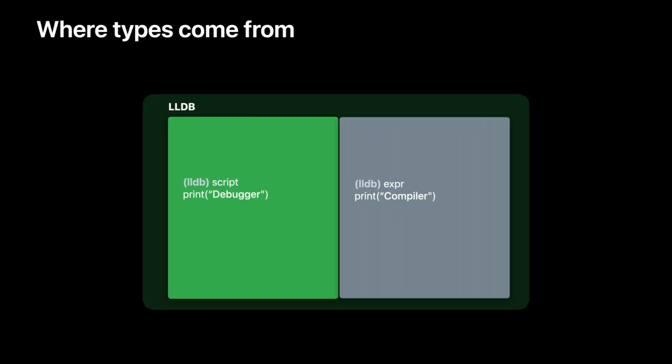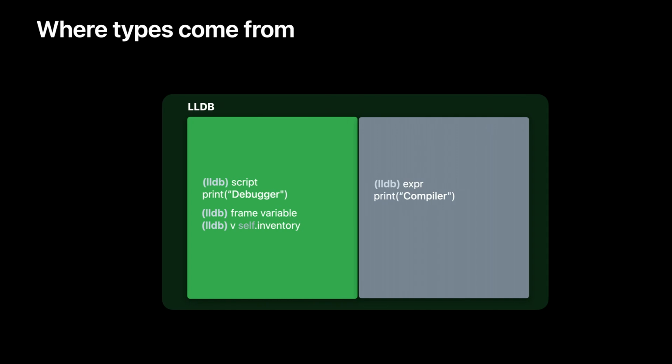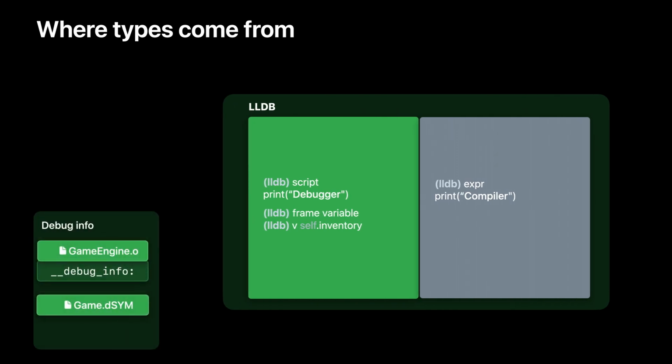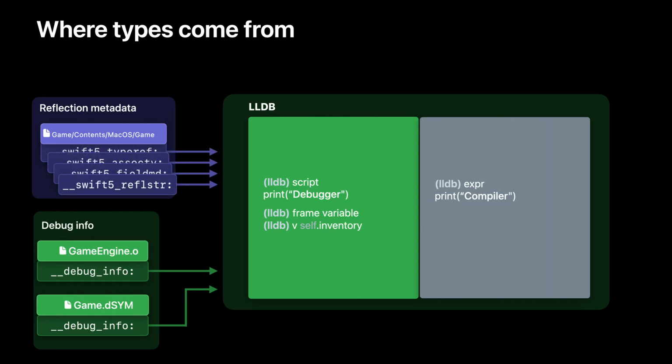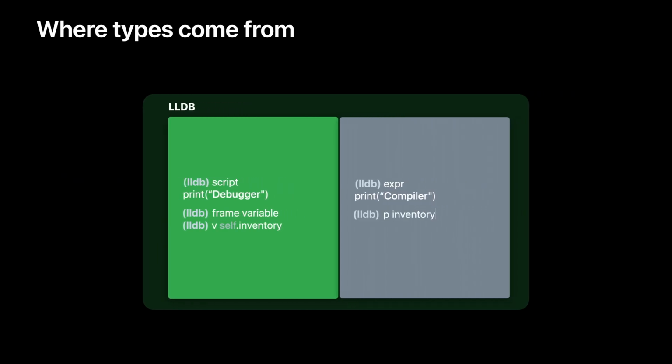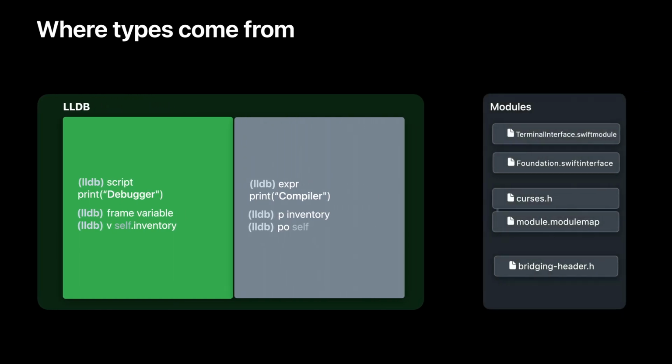Now, let's look at where type information comes from. On the debugger side, where the frame variable and v commands live, LLDB gets type information from debug info. And LLDB gets types from Swift reflection metadata. On the compiler side, where the expression evaluator and PO live, LLDB gets type information from modules. This clean separation is new in Xcode 14 and explains why the variable view can be fully functional even if the expression evaluator isn't. Modules are how the compiler organizes type declarations.